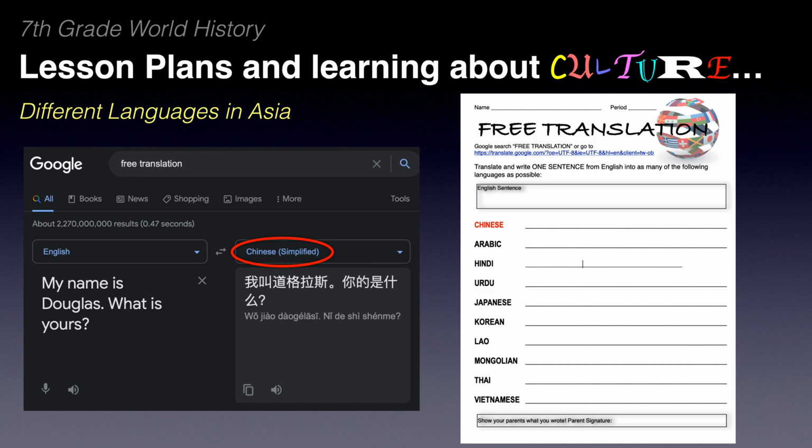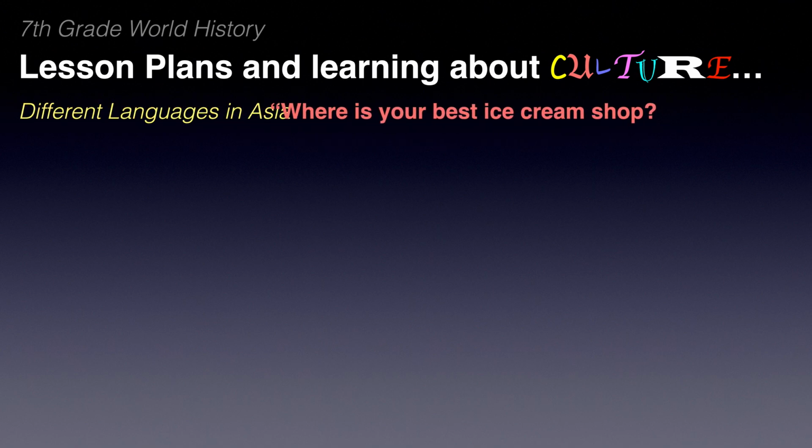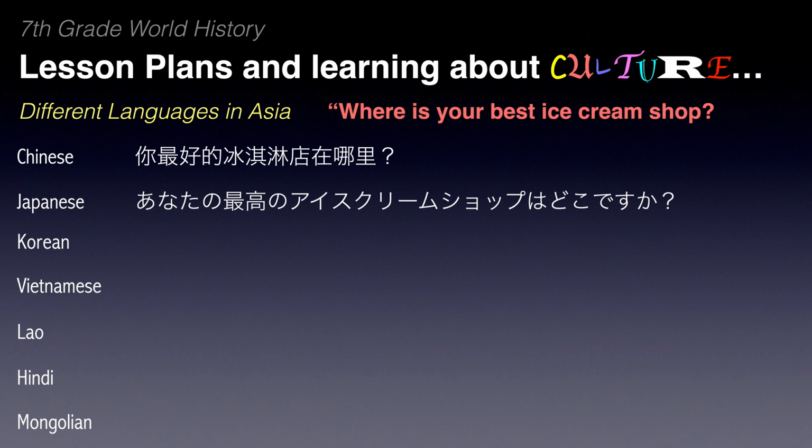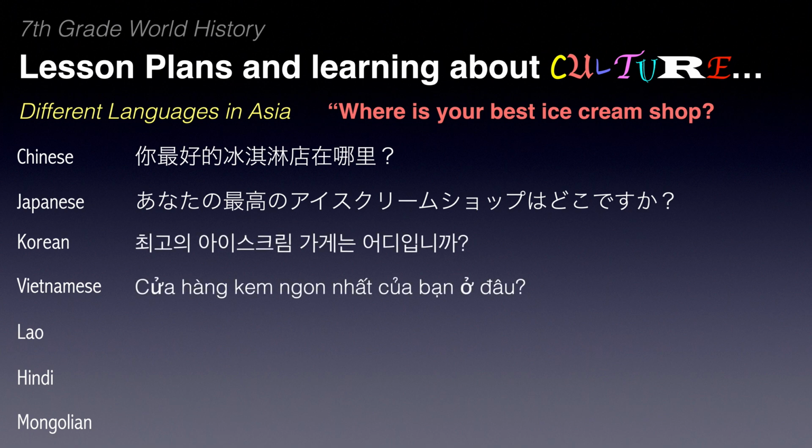Students write a sentence in English and then they translate it into other languages, Hindi, Japanese, etc. And this is where they learn that there are really quite different ways of writing. For example, for a sentence I came up with, where is your best ice cream shop? This is how it would be written in different languages in Asia.